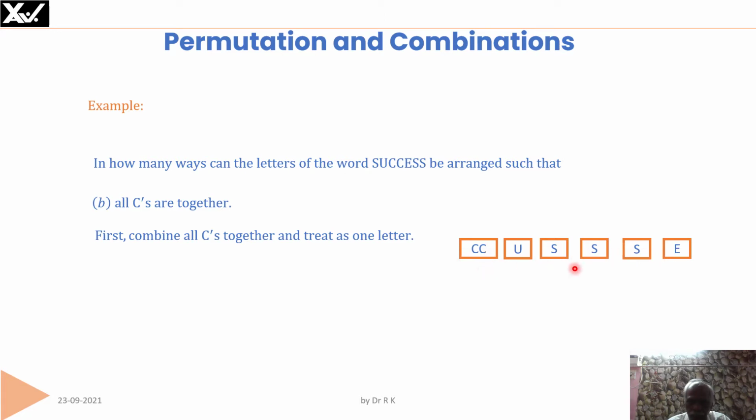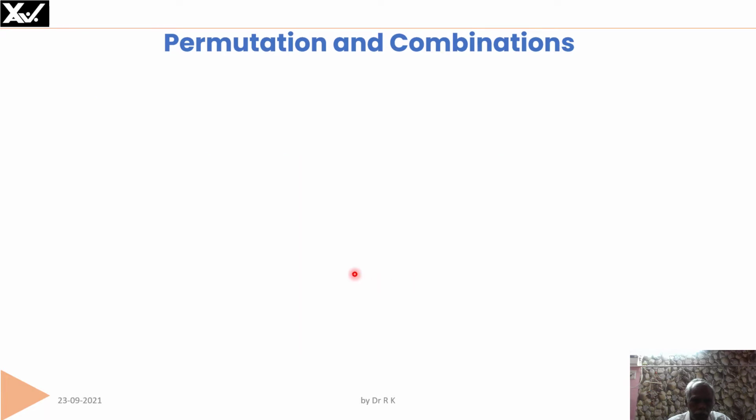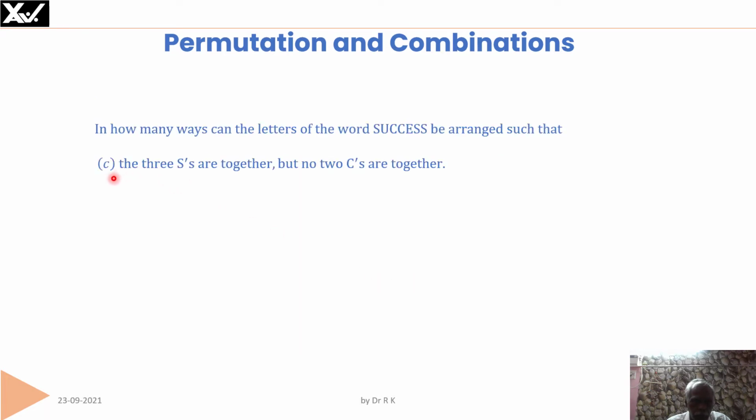This can be arranged in factorial 6 ways. But S is alike 3 times. Therefore, denominator will be factorial 3. So, number of ways with all C's together is equal to factorial 6 by factorial 3. That is equal to 120 ways. We will see the next problem.